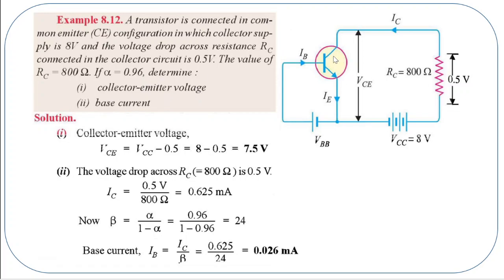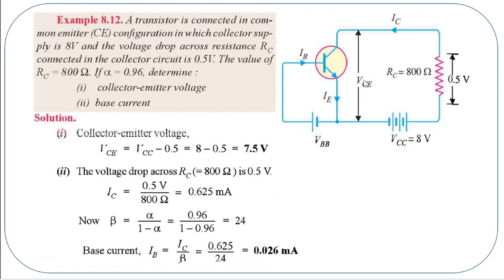Okay, so this is the common emitter configuration. VBB is the source voltage at the base side. We don't have to bother about it. And the source voltage at the collector side, VCC, is given as 8 volt. Load resistance is 800 ohm and the voltage drop across it is 0.5 volt. So we need to find IB and VCE.